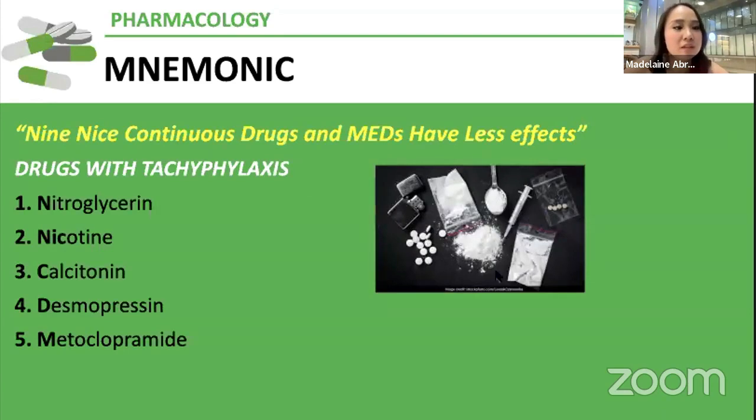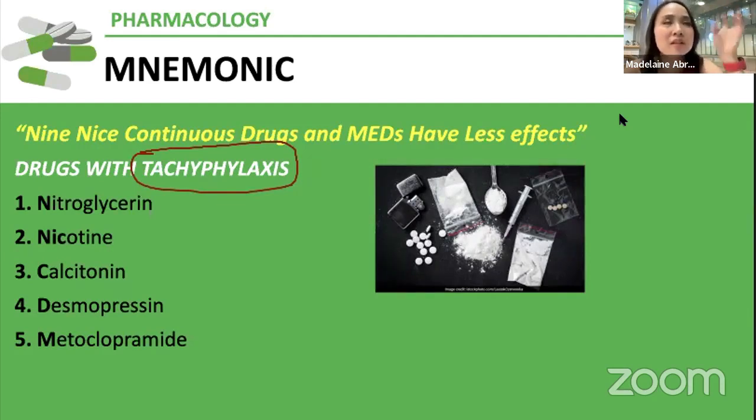So, this one: "nine nice, continuous drugs and meds have less effects." This mnemonic is somewhat hard to remember, but if you're desperate like I was when studying for the boards, you can still use it. Less effect because of tachyphylaxis. If you remember, what is tachyphylaxis? Tachyphylaxis is, with continuous exposure, continuous use of the drug, the effect decreases in the short term. Remember, short term. With long term, say you've been taking the medicine for a decade, nitrates for a decade, you develop tolerance. So with long-term use, that's your tolerance. Again, tachyphylaxis, short-term use; tolerance, long-term use.